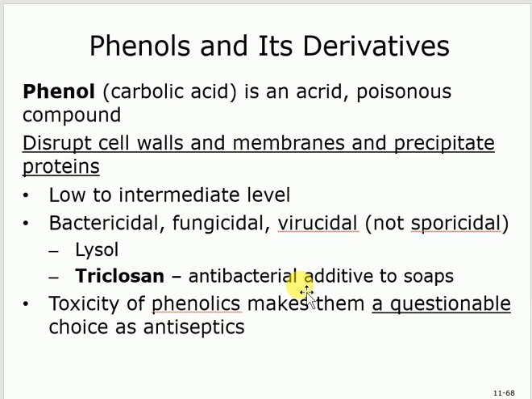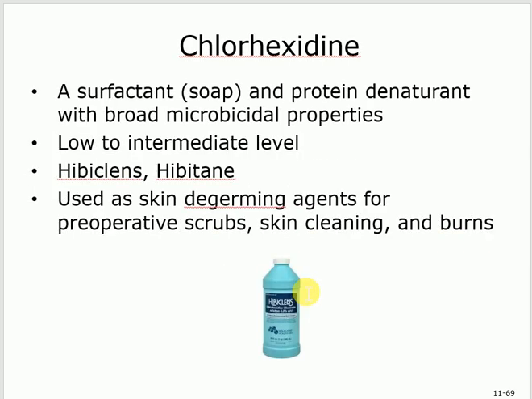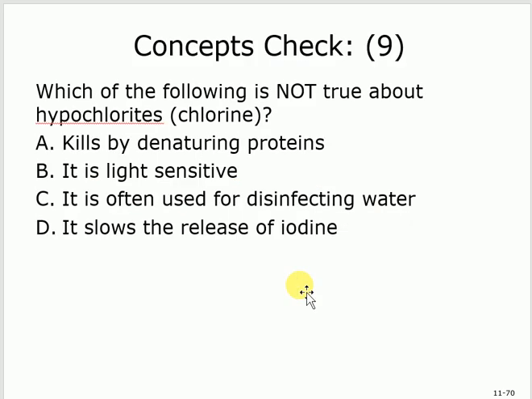Some of them can be added to soap, like triclosan. This is an antibacterial that's added to some soaps, not all of them. Sometimes they add it, and it is one of the derivatives of phenol. Chlorhexidine is a type of soap surfactant that denatures proteins. It can be used for skin degerming.